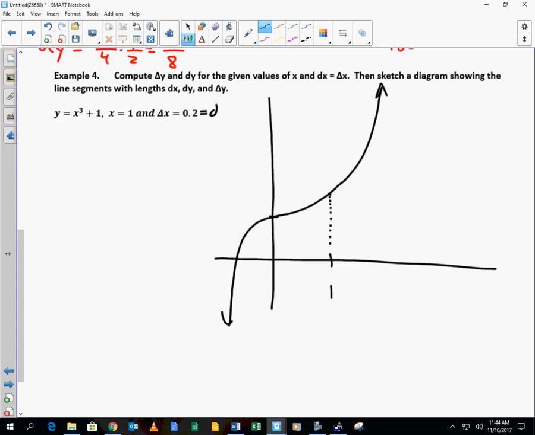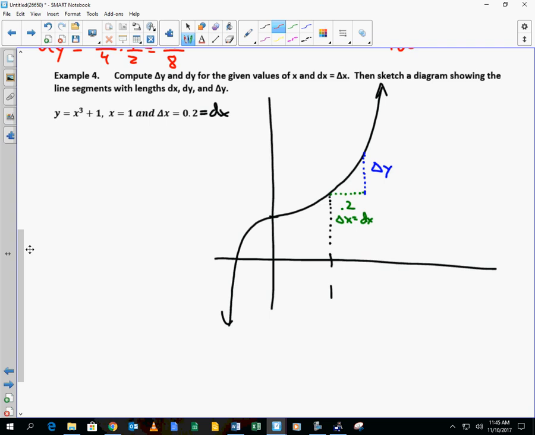The question is asking if I have a change in x of 0.2, so I'm going to go over 0.2. So that's my delta x, which is dx. Those are the same. So if I move 0.2 to the right, the question is, how much do I go up? This is your first question you got to try to answer. Does that blue segment represent dy or delta y? Delta y, because it's the change of the actual function. Dy is the approximation when you're using the line.